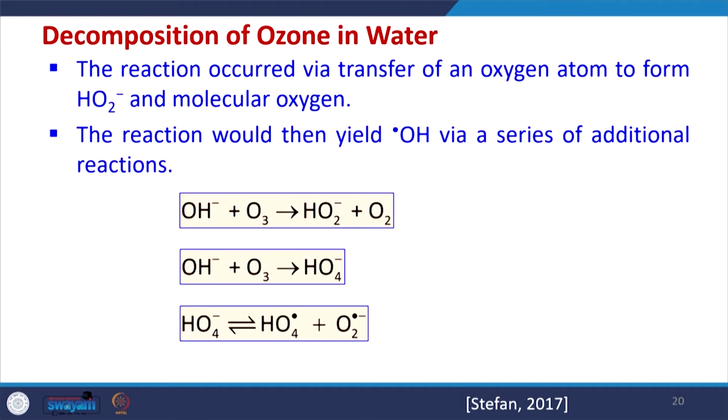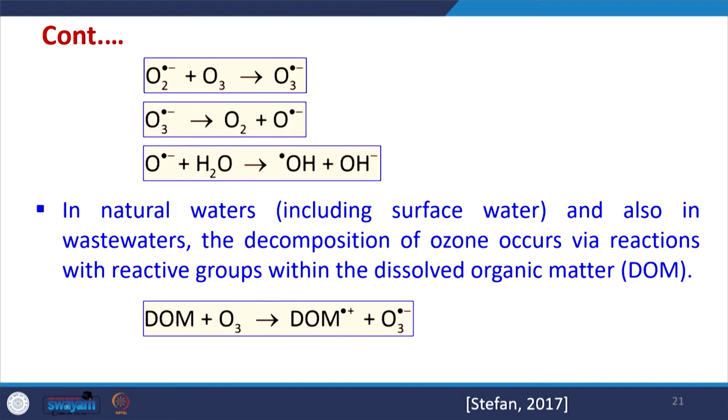Now, how does the decomposition of ozone happen in water? The reaction occurs via transfer of an oxygen atom to form HO2- and molecular oxygen. So, this is how the ozone will decrease very quickly. The reaction would then yield OH radical via a series of additional reactions. It is possible that ozone will form different types of OH radical or peroxy radical, etc. This is possible during ozone treatment. We can see here the different series of reactions happening before the OH radical is formed.